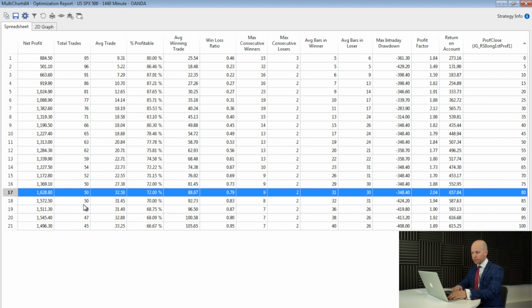However, look at the reduction in the amount of trades. We've now only got 50 trades, not that original 95 trades. The average trade is huge at 32 ticks. Percent profitable has gone down a little bit.